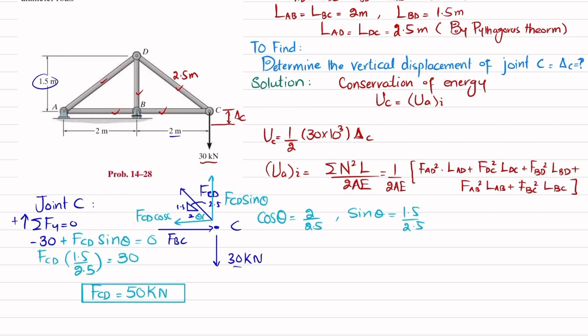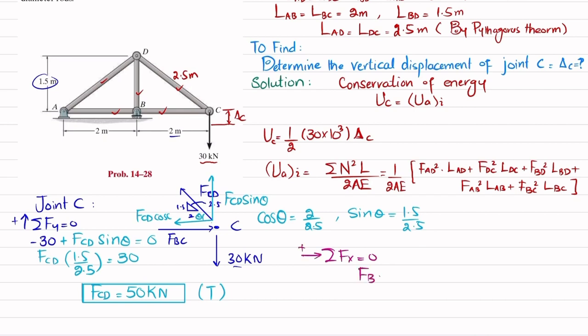Now you can see that this F_CD is in this direction. As a result, the force in this member F_CD will be in this direction. Clear? And it means that F_CD is in tension, so I will write T. Now we'll apply another equation of equilibrium, that the sum of all forces along x direction must be equal to 0, and force toward the right side is taken as positive.